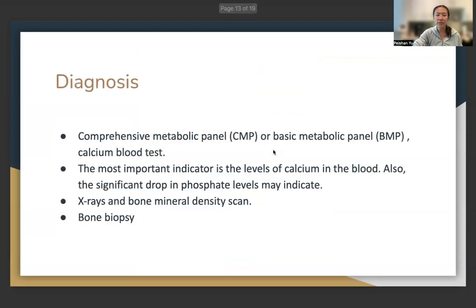and diagnosis. Most often we use CMP, BMP, and calcium blood tests. The most important indicator is the level of calcium in the blood. Also, a significant drop in phosphate levels may indicate it. X-rays and bone mineral density scans, and a bone biopsy may be performed to take a sample of bone tissue to diagnose it.